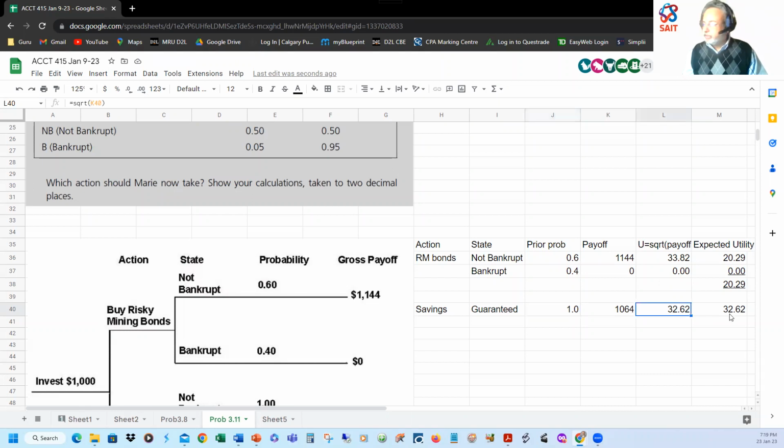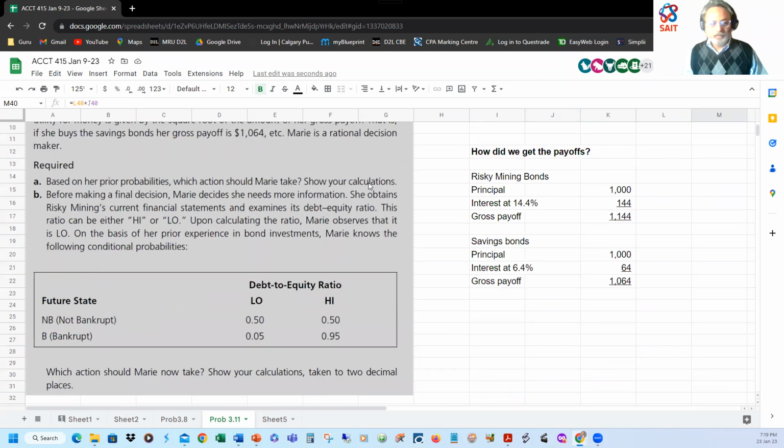of which is 32.6. Now, when you compare the two, certainly 32.62 takes the cake. Marie will, based on her prior probabilities, choose to invest her money in the safer option of savings bonds. And I went and looked at a couple of groups, and you folks seem to agree with that. Does everybody, all the groups agree with it, or did you guys have any other takes on it?